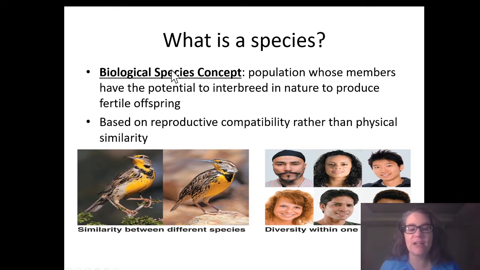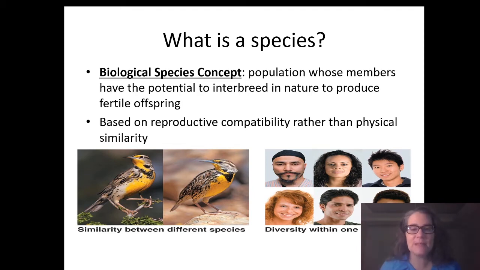You can see over here these birds, these western and eastern meadowlarks, to most people's eyes look the same, right? But they are two separate species. So we base this definition upon whether you can interbreed with something in nature and produce fertile offspring.